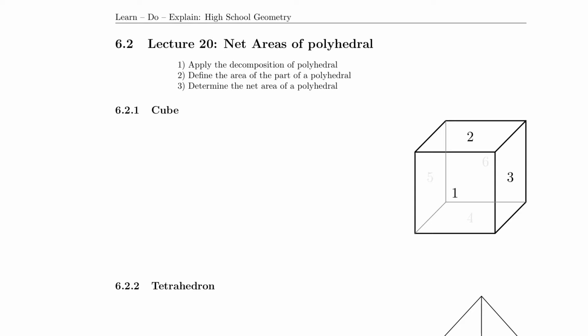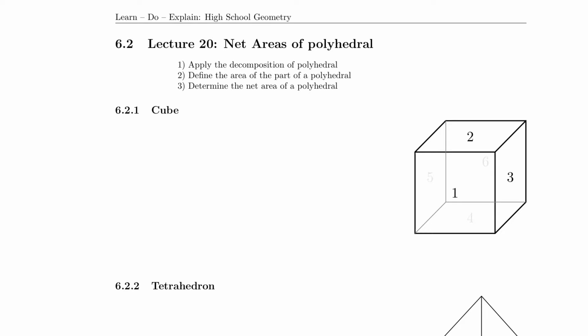Okay, so the first shape that we have, the first polyhedron, is the cube. And as we mentioned in the previous lecture, the cube is made out of 6 squares, okay? And if we remember the characteristics of the square, all sides are the same and they form 90-degree angles, okay? So basically, how we calculate the net area is by calculating the area of each face and then adding them up, okay?